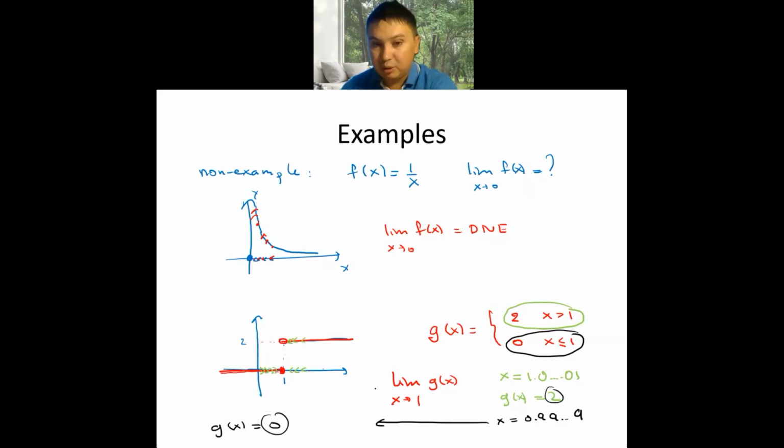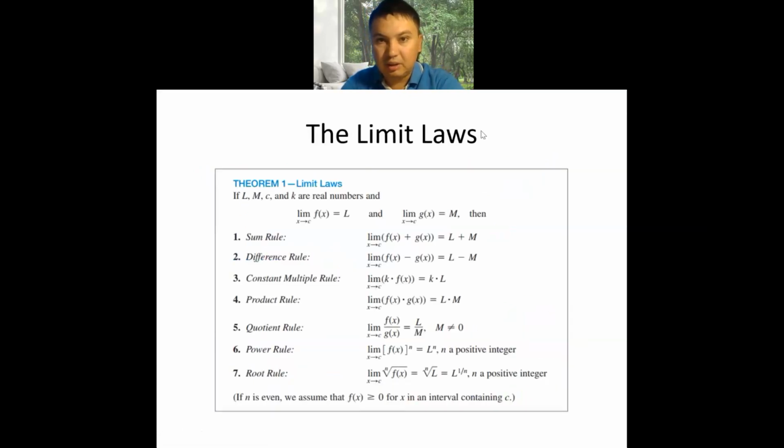Well, a limit cannot be two different things. So again, this doesn't exist. So we say that this limit does not exist. Okay? So the limit needs to be unique. It cannot be two different things. Okay. Now in the next part, we'll discuss limit laws.